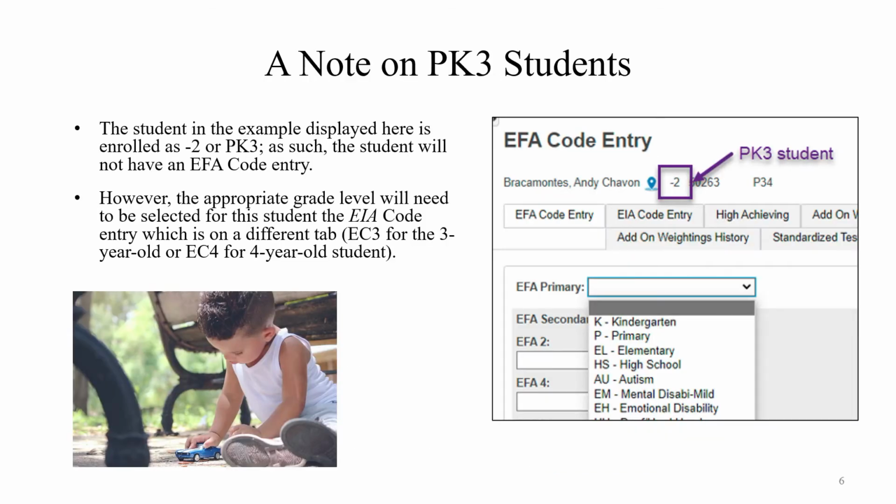A note on pre-K3 students. The student in this example displayed here is enrolled as -2, or pre-K3, PK3. As such, the student will not have an EFA code entry. However, the appropriate grade level will need to be selected for this student in the EIA code entry, which is on a different tab, EC3 for the 3-year-old student or EC4 for the 4-year-old student.